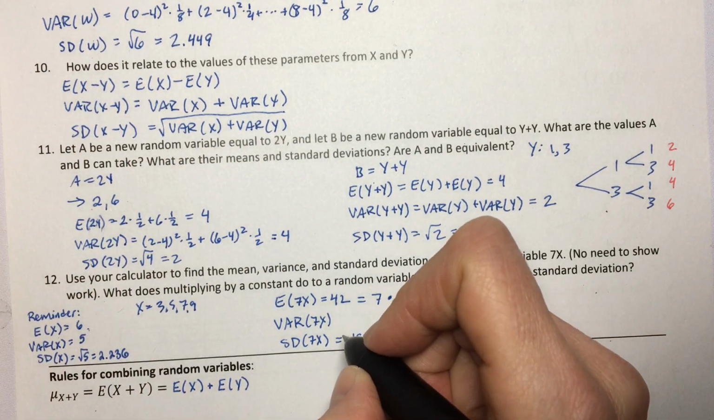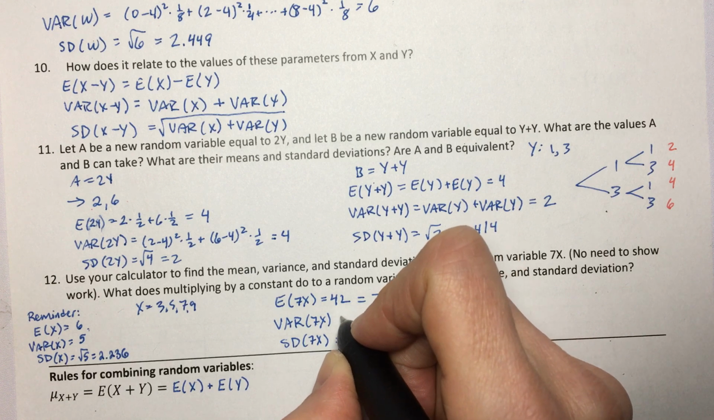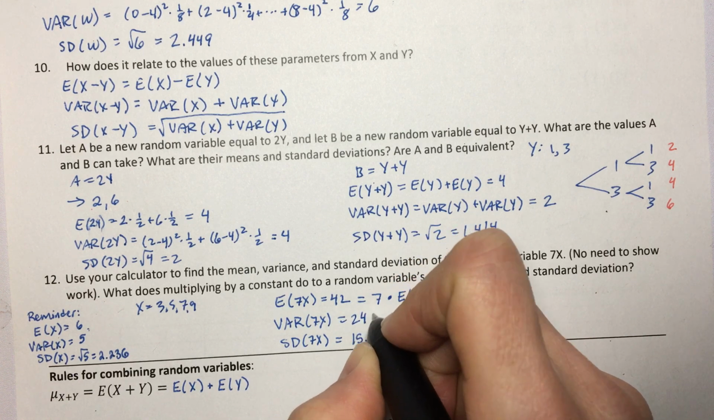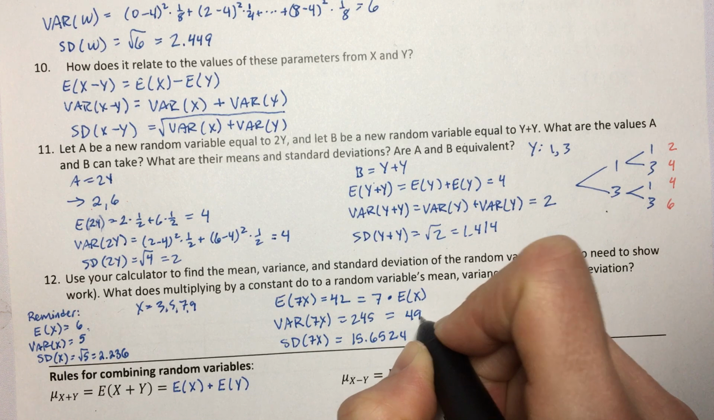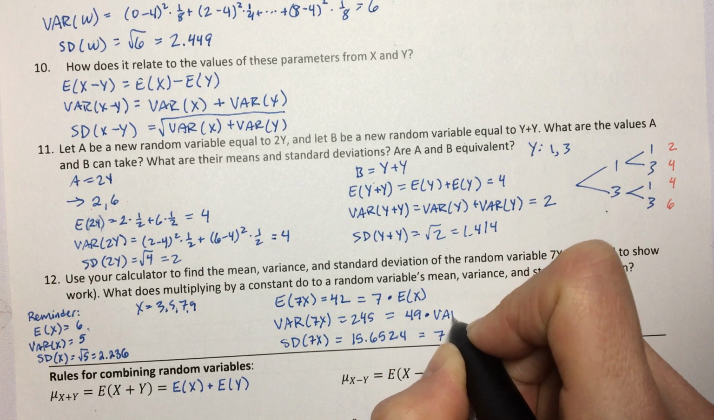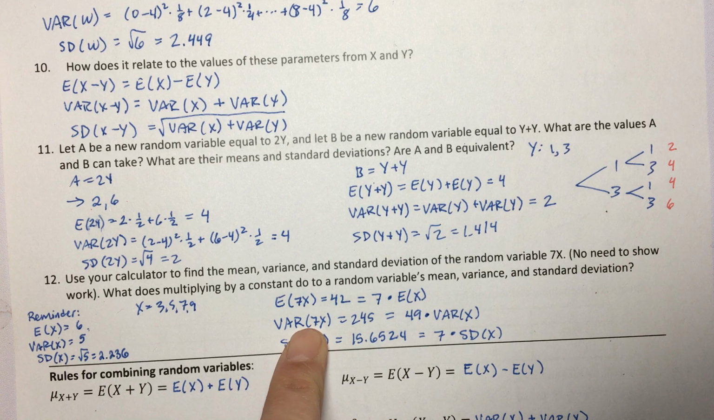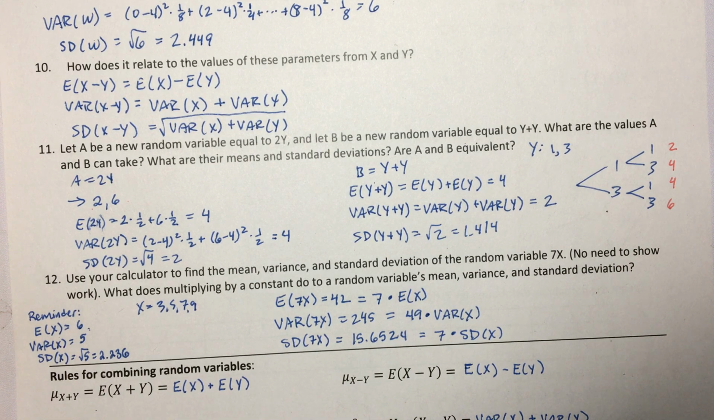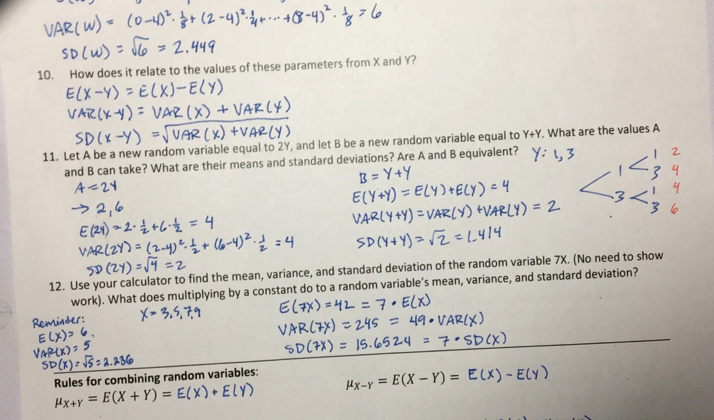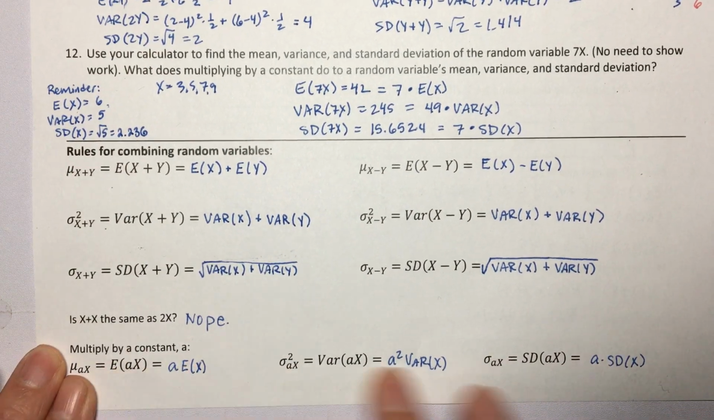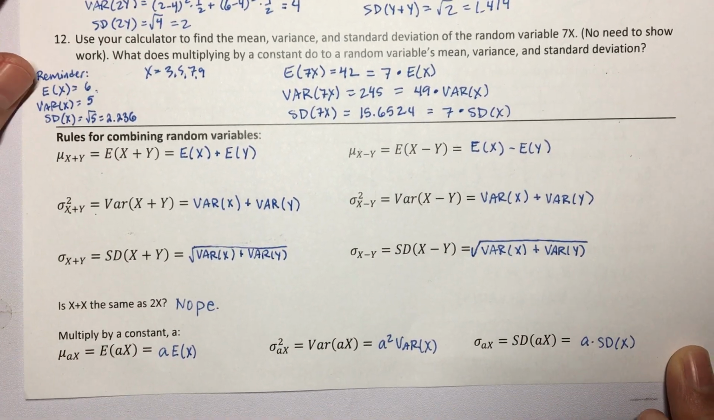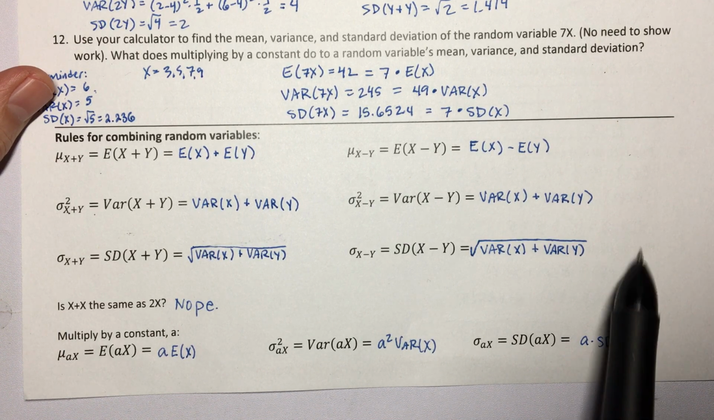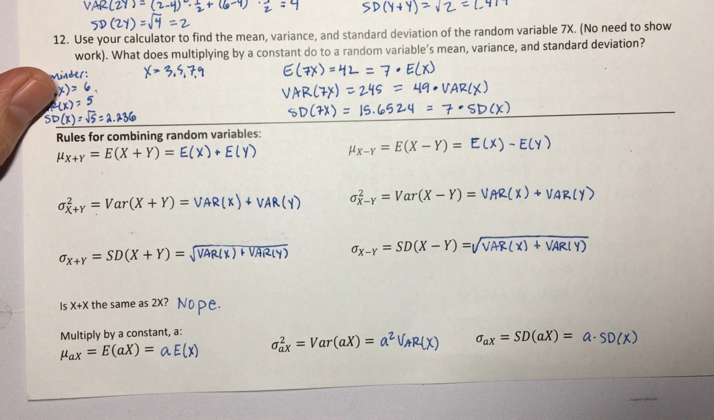So our variance of 7x is 245, which is 49 times the variance of x, or 7 squared. So to summarize all this, your handout does not have the stuff I have on the bottom. Please add that in. Pause the video and write all of these down because these are all of our formulas. I hope this helps you to understand the rules for combining independent random variables. Just hit pause, write this down, and you should be good to go.